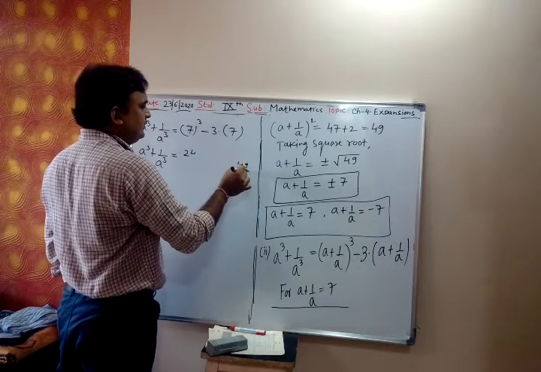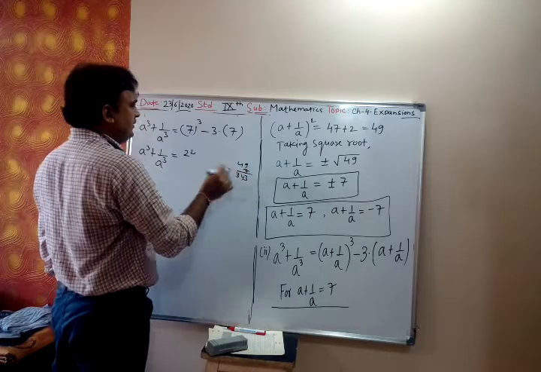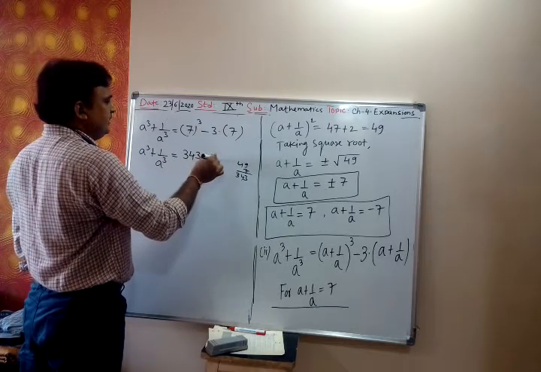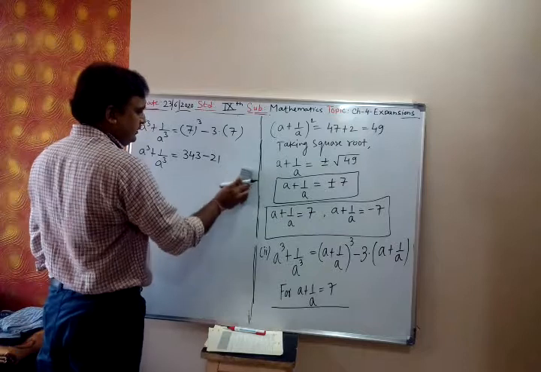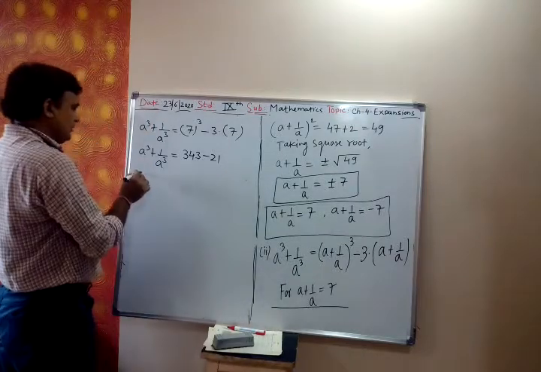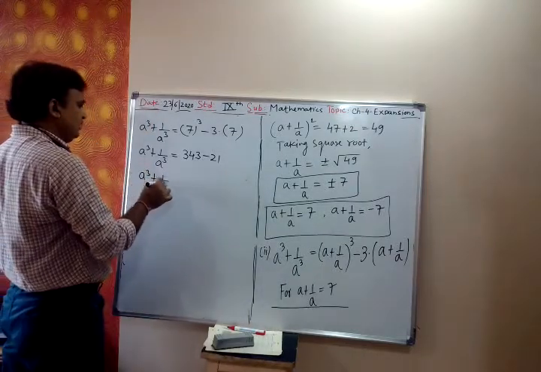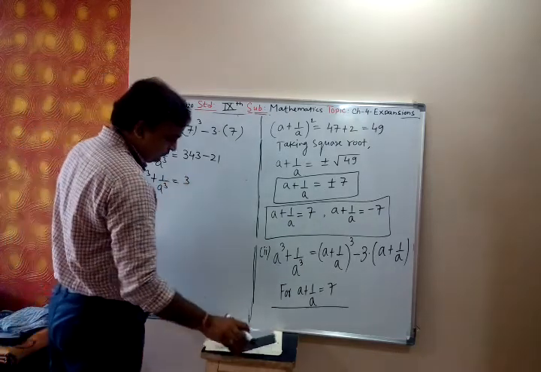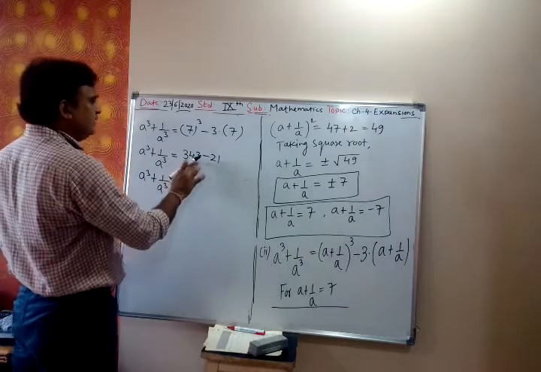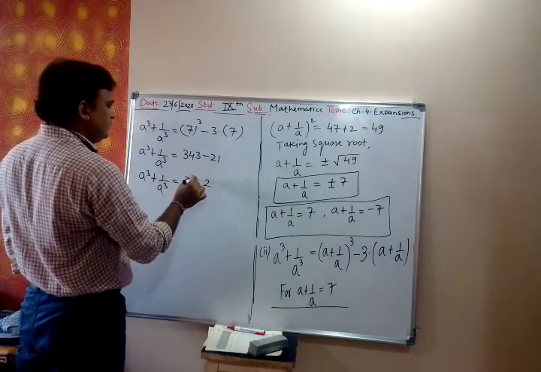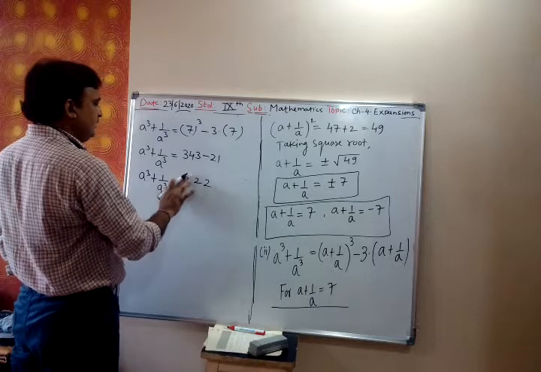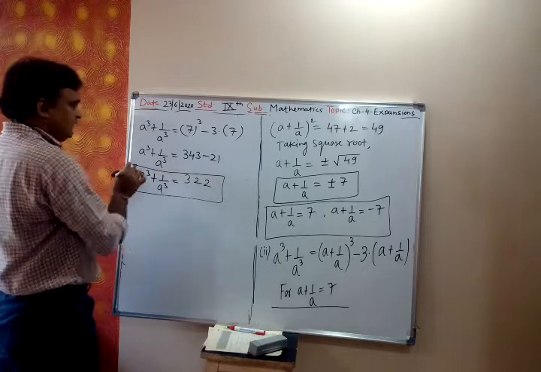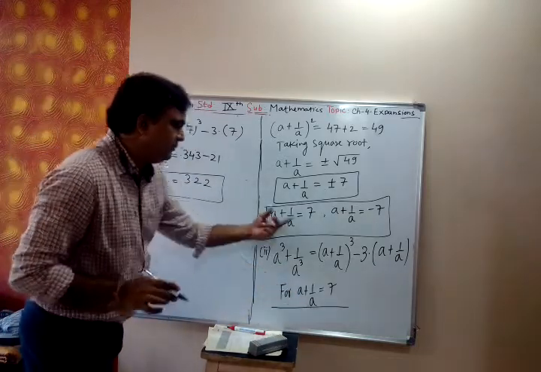7 into 49 into 7, 343. So this is 343 minus 21. 343 minus 21, so a cube plus 1 upon a cube is 322. Then it is plus 322. Now similarly for minus 7 you have to calculate this.